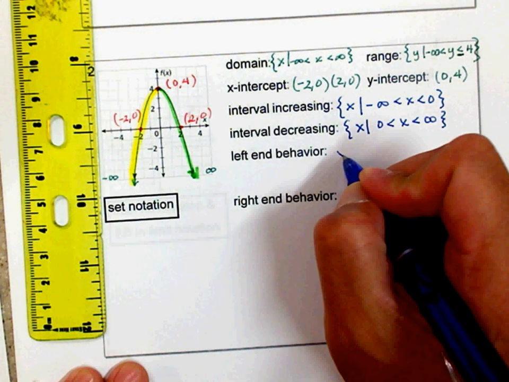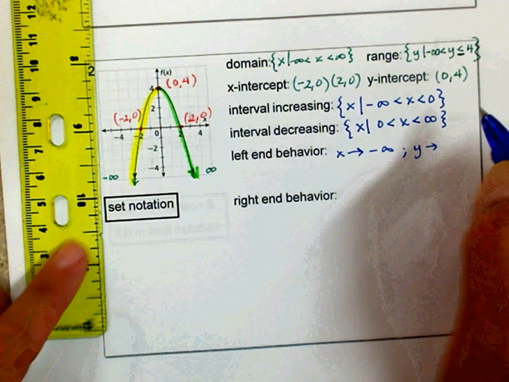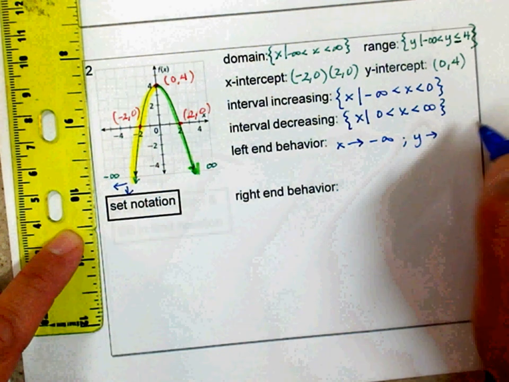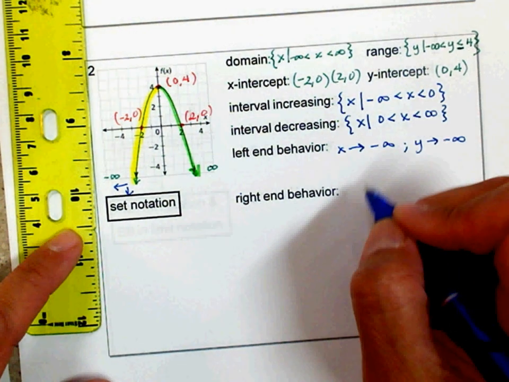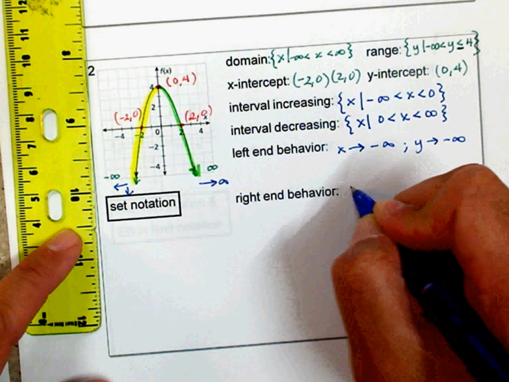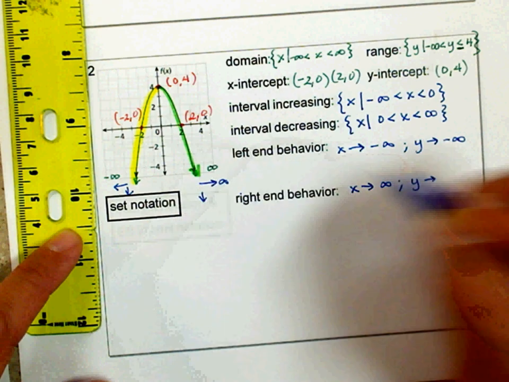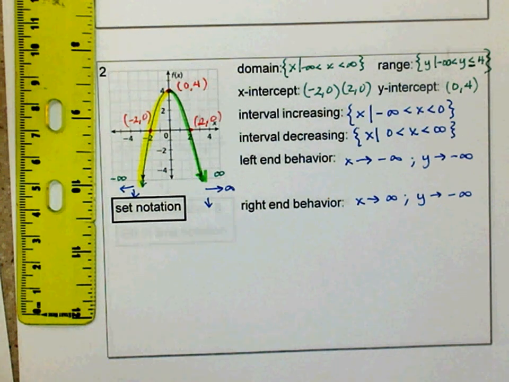X is negative infinity. What is happening to your y? As x is coming from negative infinity, it is going down. And where is down? Negative infinity. There's your end behavior. Look at your right side. As I'm heading toward the positive, what is your y doing? It is heading in down direction, which is negative infinity. And there you have different ways of writing it, okay?